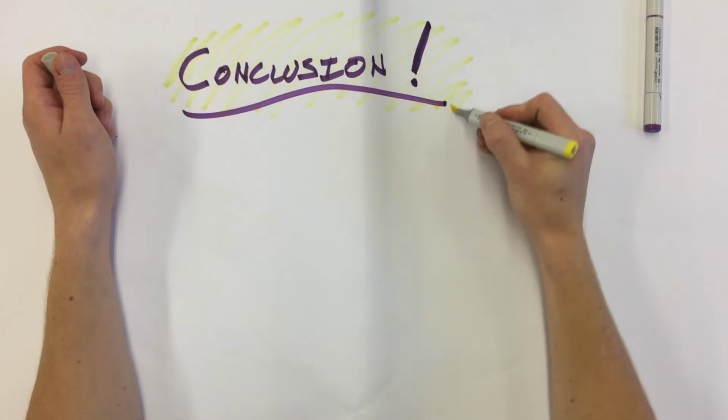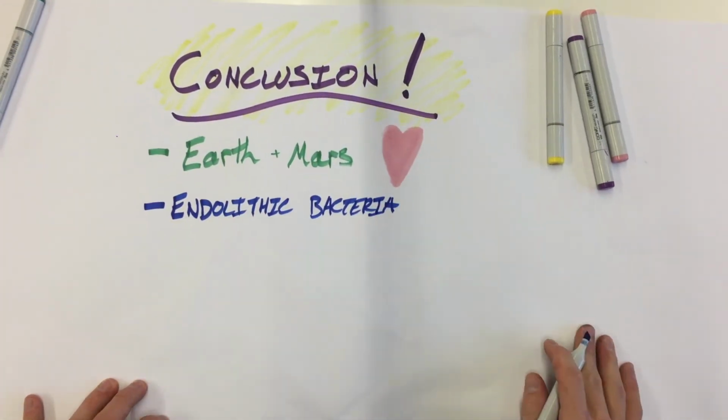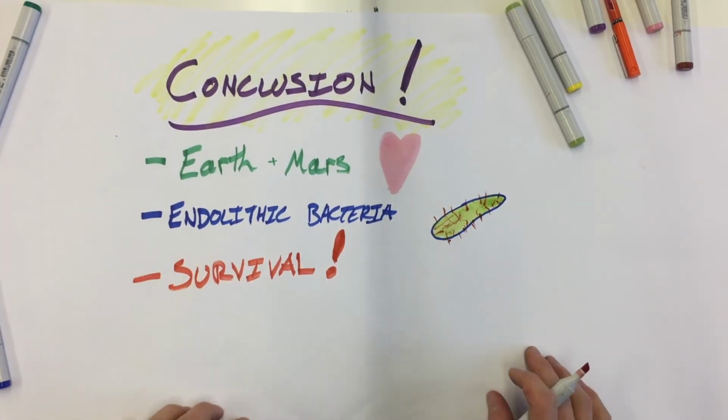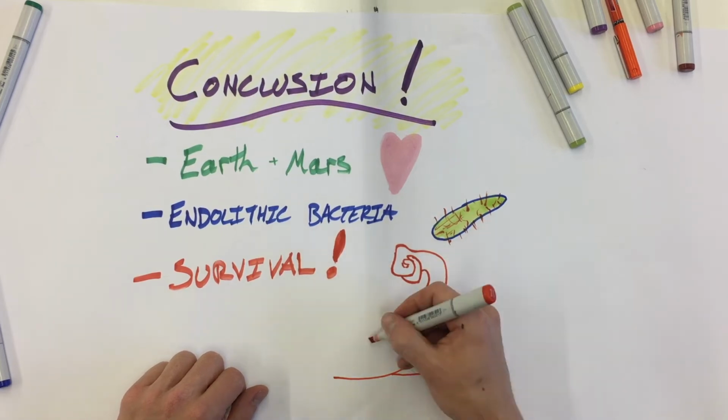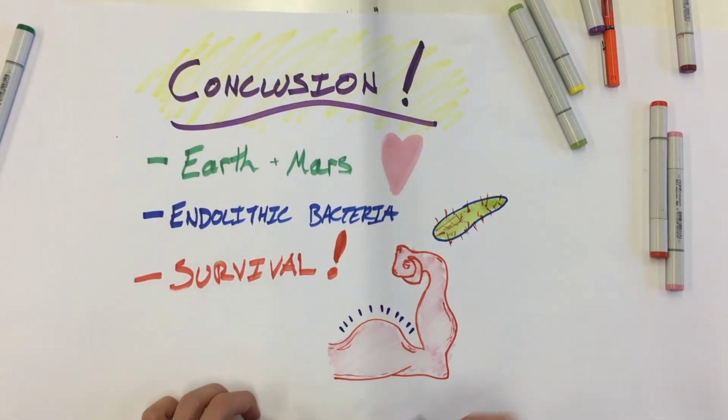Now, in conclusion from this entire experiment, we find that surface rocks can be exchanged between Earth and Mars via impacts. The Earth's surface rocks contain hardy endolithic bacteria, and microorganisms can survive the launch, spaceflight, and atmospheric entry environments.